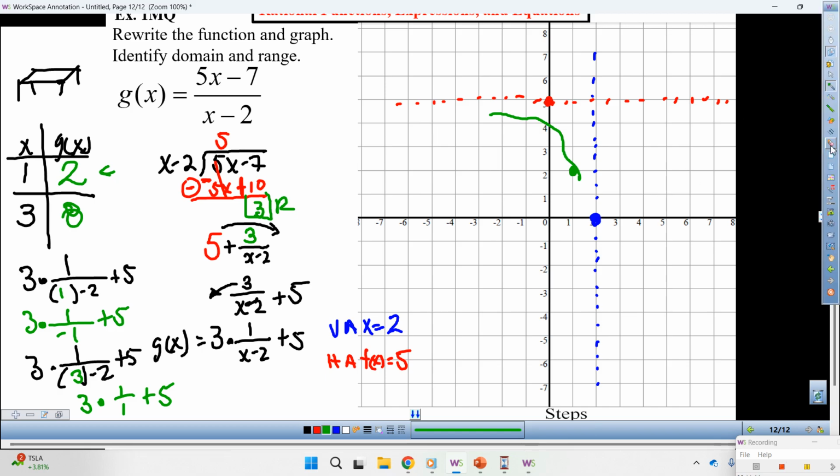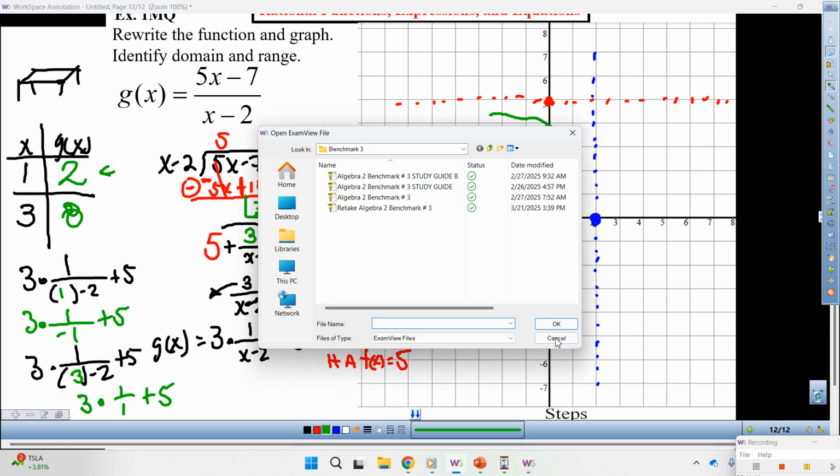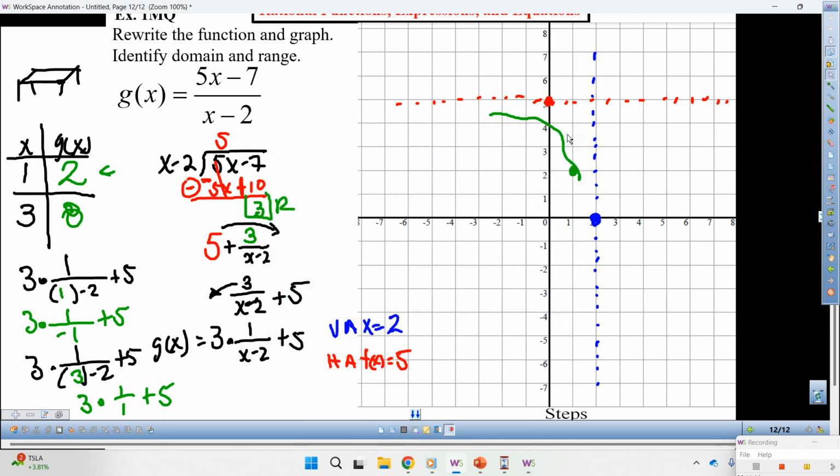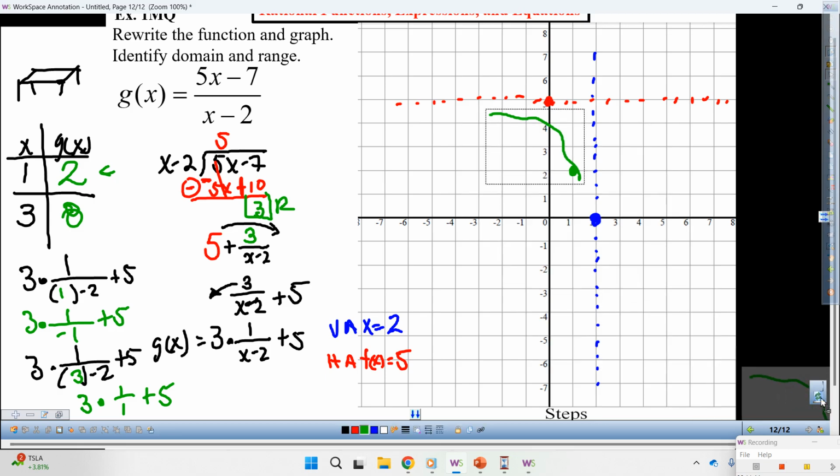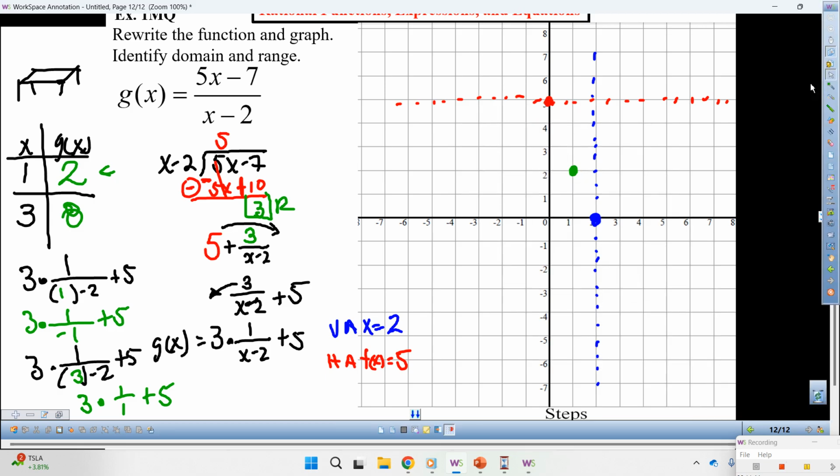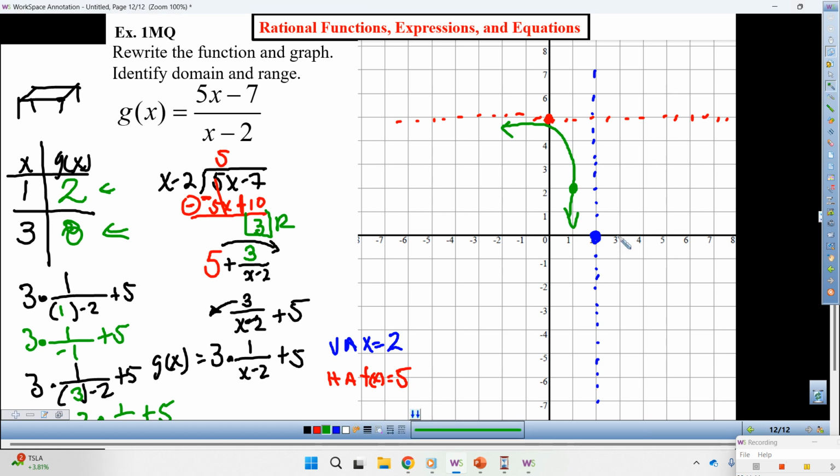My goodness. Hold on. Let me get that one out of the way. All right. And the other one is at 3, 8. Hands, if you got that by yourself. Yeah, we got this, right?